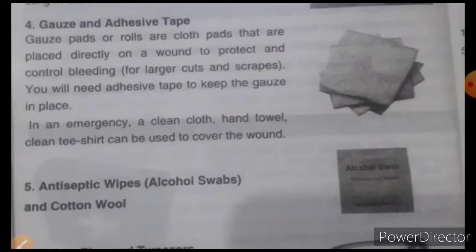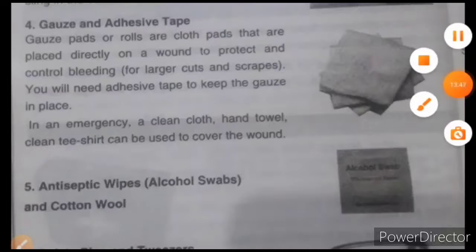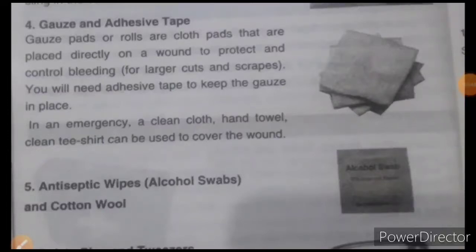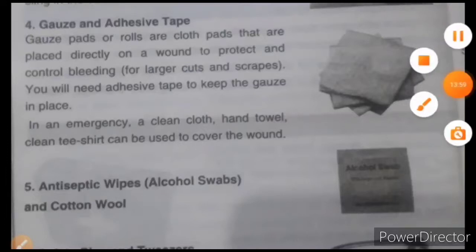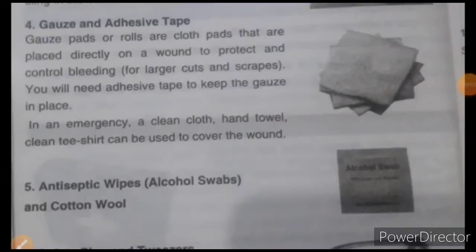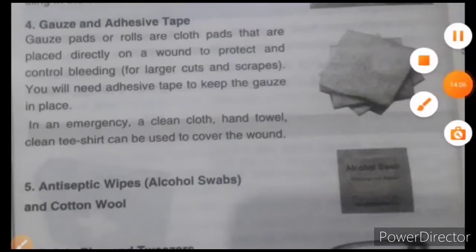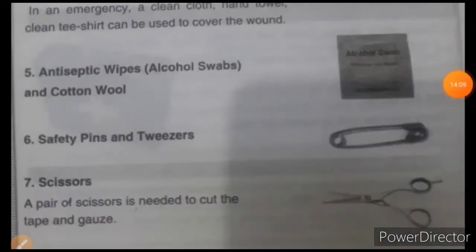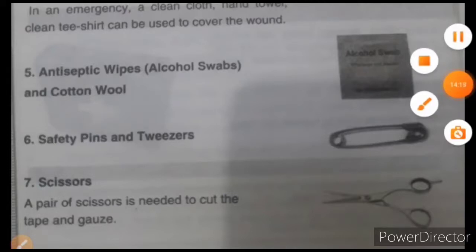In an emergency, a clean cloth, hand towel, or clean t-shirt can be used to cover the wound. If you don't have gauzes, you can use a clean cloth or a hand towel instead of it. Okay. Then we have antiseptic wipes and alcohol swabs and cotton wools. Now everybody is familiar with these things. Now comes the safety pins and tweezers, scissors. These are quite common and everybody has them, and they should be in the first aid box.